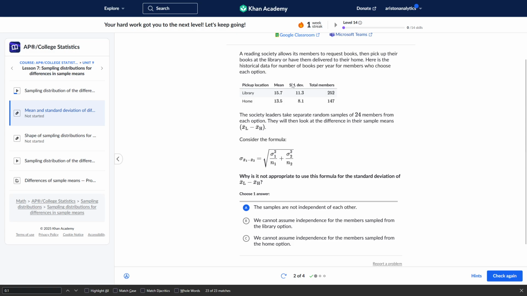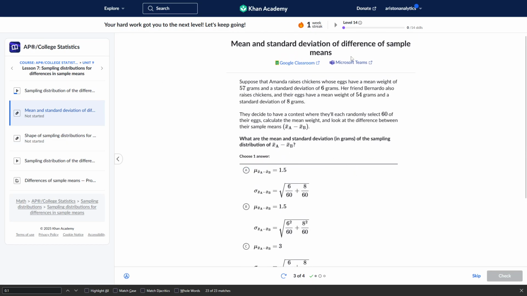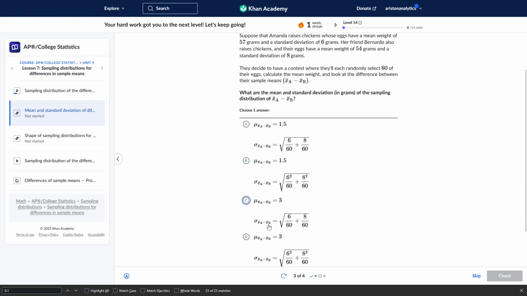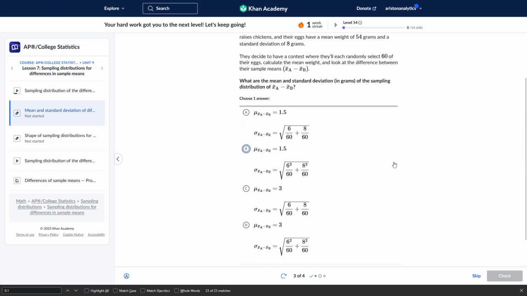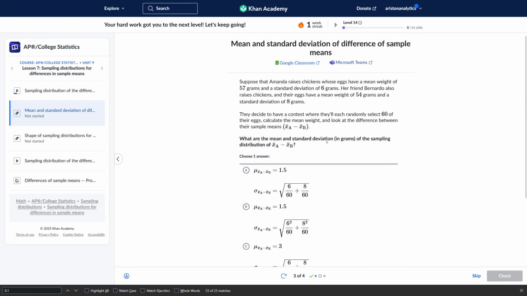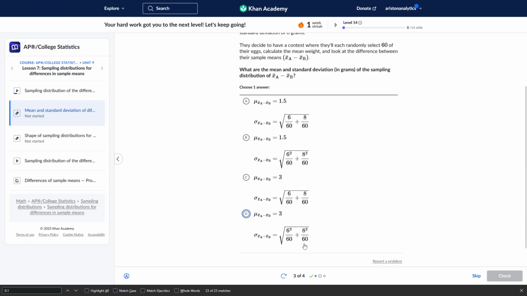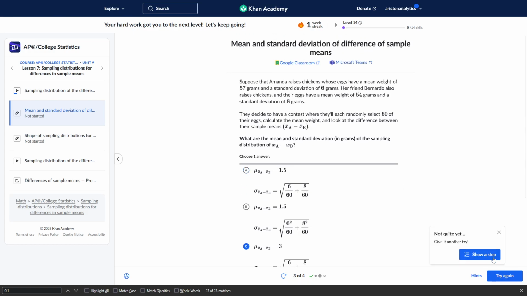Okay, well, it has to be the home. Home because of the sample size. Okay. Next, 6 and 57, 54, so 3. One of these two. Error. Something over the square root of n. This? I think it might be that. It's this.